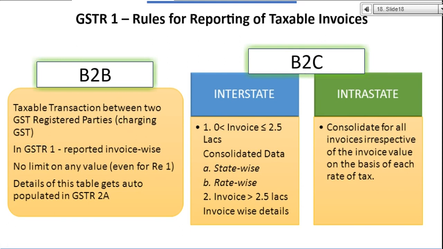For invoices below 2.5 lakh rupees, consolidated reporting is required, state-wise and rate-wise. We will come to the detail. For a single invoice of more than 2.5 lakh rupees, it is the taxable value, not the GST amount, and it is to be reported invoice-wise. And if the recipient is within the same state, whatever the invoice value, everything is to be consolidated and reported, right?